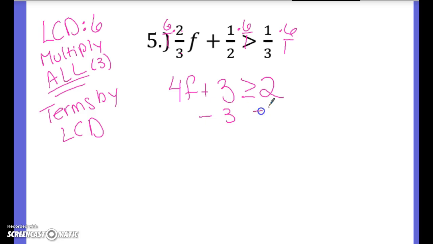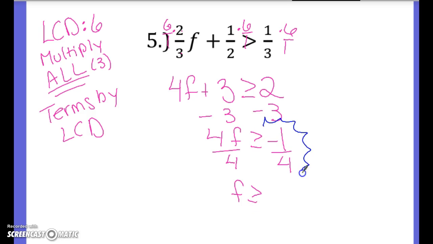So you subtract 3 from both sides, and you have 4f is greater than or equal to negative 1. Divide both sides by 4, and you get f is greater than or equal to. Make sure you remember this right here. This is your fraction answer. So you get negative 1/4.